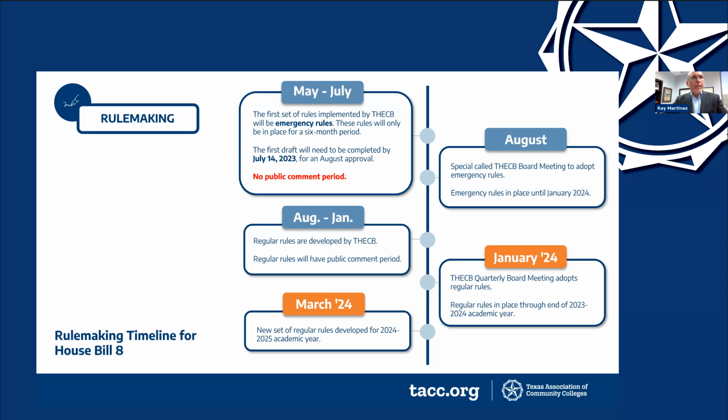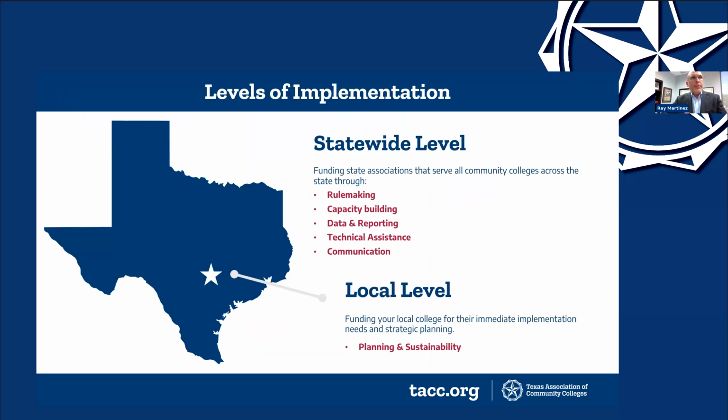The final slide here is just a recapping of what Elizabeth talked about: the rulemaking, capacity building, the reporting, the technical assistance, the comms, and of course, the planning and sustainability. A lot of that is at a statewide level. TAC will be here to support you as much as we can for those statewide components. But of course, a lot of this is also work that you'll have to do at a local level. We are cognizant of that, and we will continue to remind all stakeholders, but particularly the coordinating board, of your needs there at your campus and at a local level.